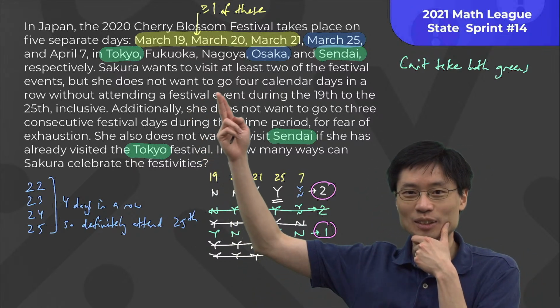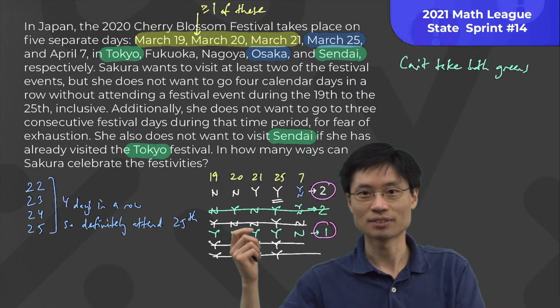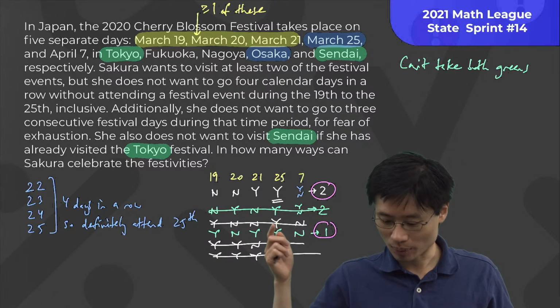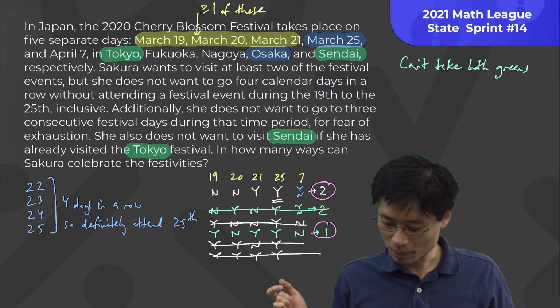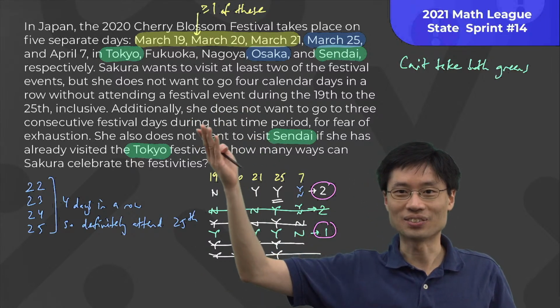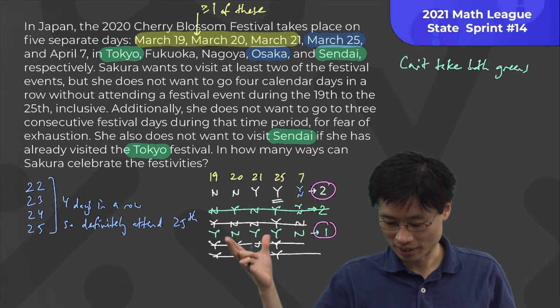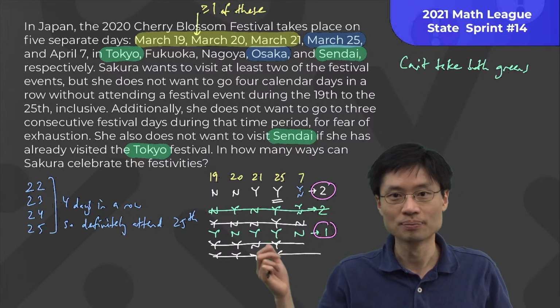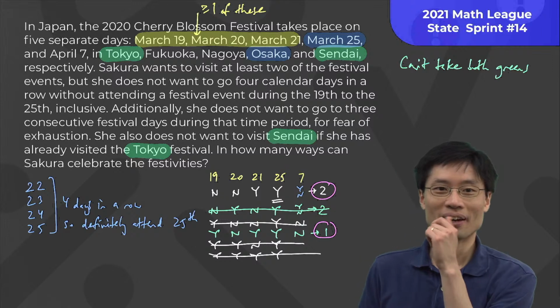Let's see. But she does not want to go 4 calendar days in a row without attending a festival event from 19th to 25th. And that's why we ruled out a bunch of these extra ones that were here, because, for example, 20 to 25 is too far apart. Okay, great. And additionally, she does not want to go to 3 consecutive festival days in this thing. Okay, we dealt with that too. And yeah, okay, I think this is right.